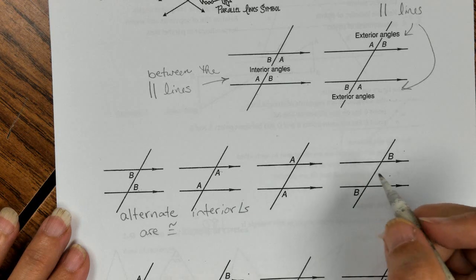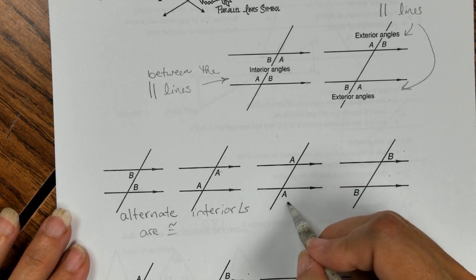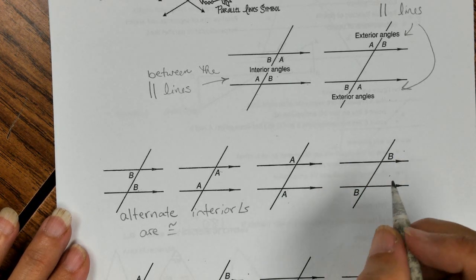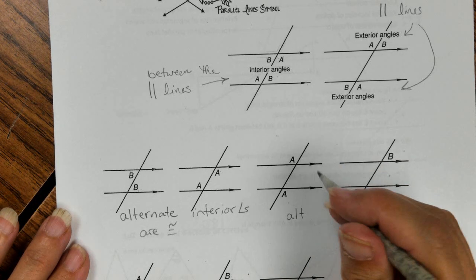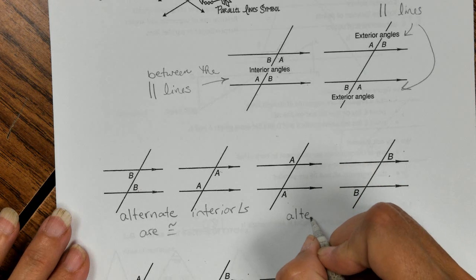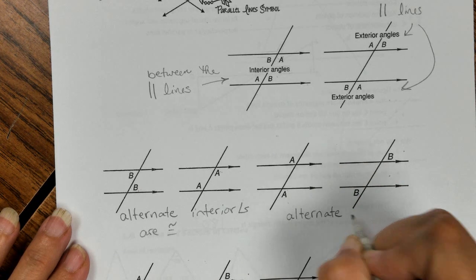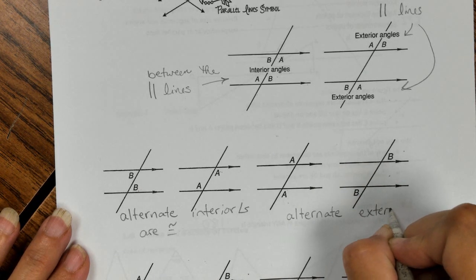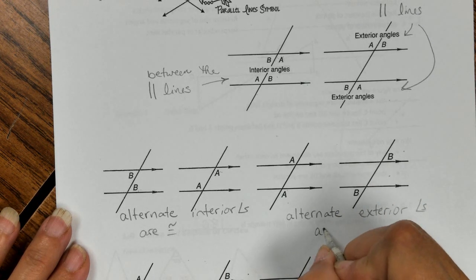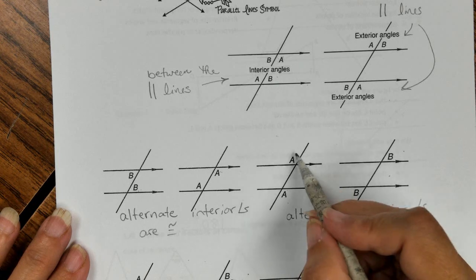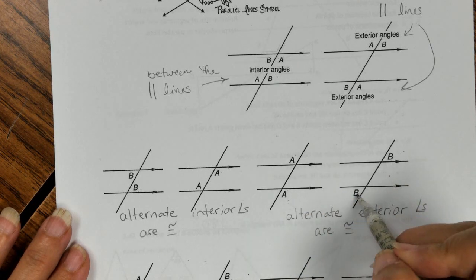Over here we have these angles A and these B, which are alternate exterior angles. They're exterior angles on alternating sides of the transversal. Alternate exterior angles are congruent to each other. That is congruent to that, and that is congruent to that.